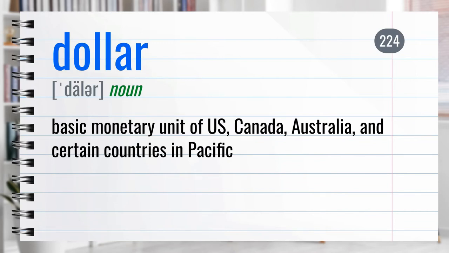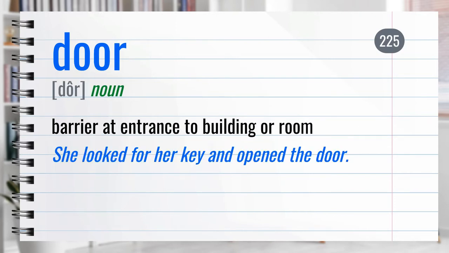Dollar. Dollar means basic monetary unit of US, Canada, Australia, and certain countries in Pacific. For example, door. Door. Door means barrier at entrance to building or room. For example, she looked for her key and opened the door.